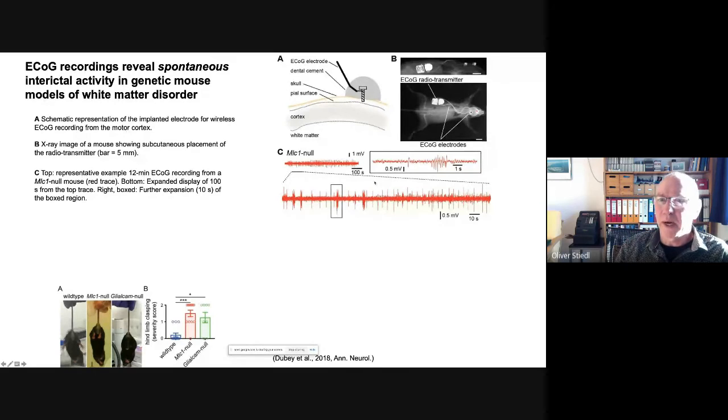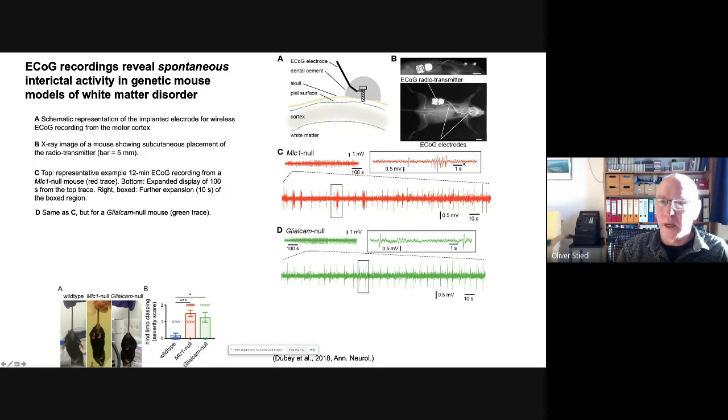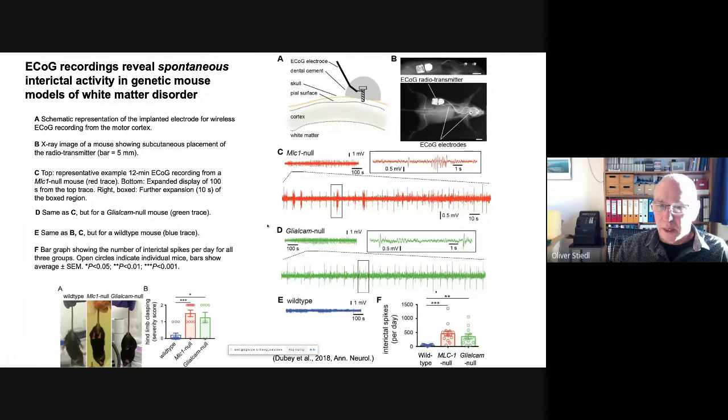So in the MLC mice, we could nicely see these discharge patterns as shown here. This is a relatively long trace. This is zoomed up for a little segment, and in the segment, you can see this discharge pattern. And the same applies for the GlialCAM mice. And if you look at these interictal spikes, as we refer to them, we can see that they are absent in wild types, and present in both mutants to a high degree. Of course, there are individuals that have a low level as well.